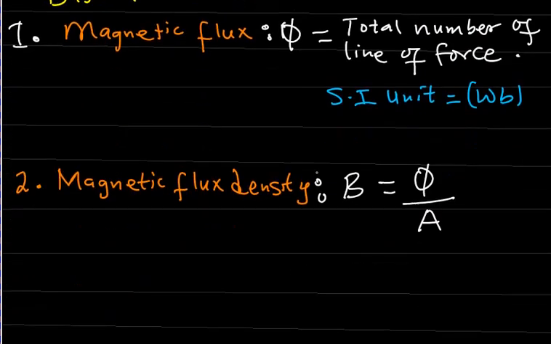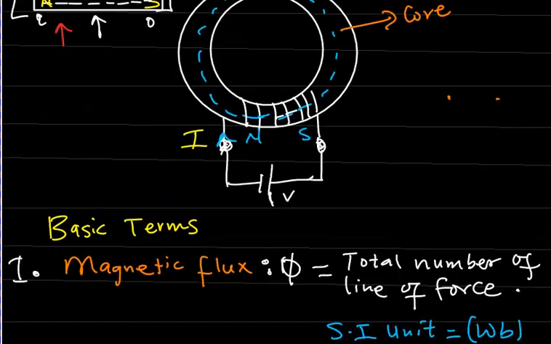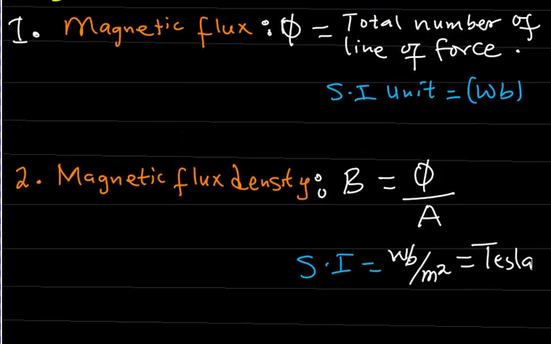The SI unit for this: flux is measured in Weber, area is measured in meter squared. So 1 Weber per meter squared is equal to 1 Tesla. I'm very sure you know this already. Please take note of this.